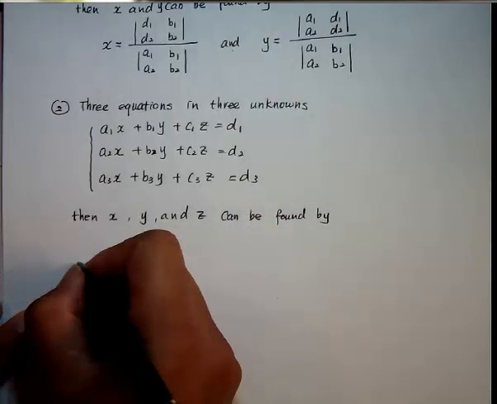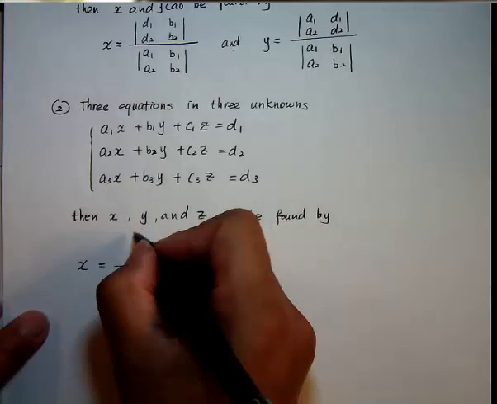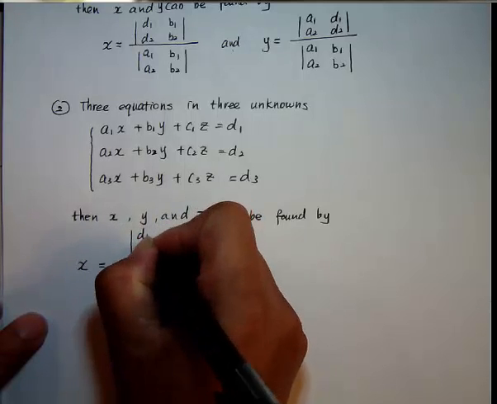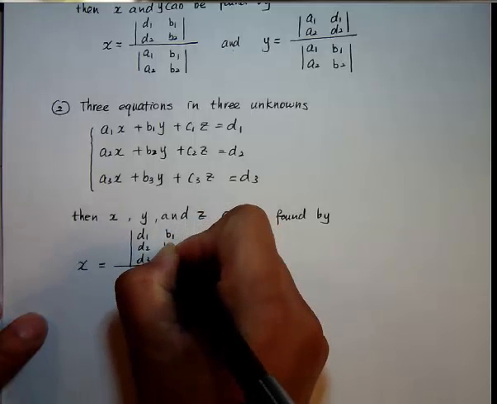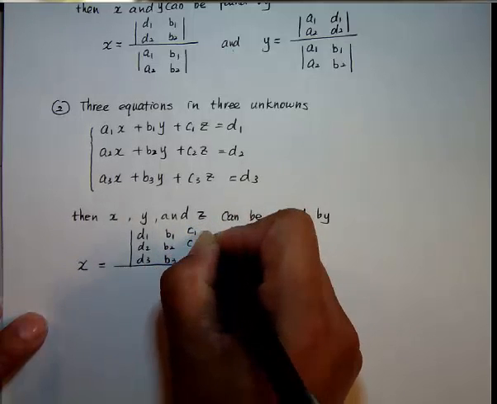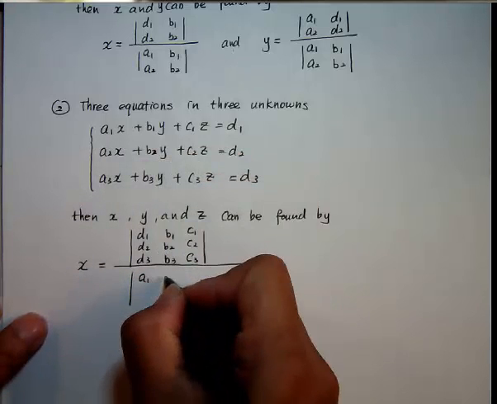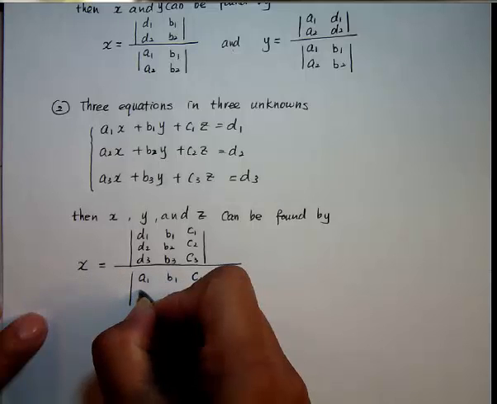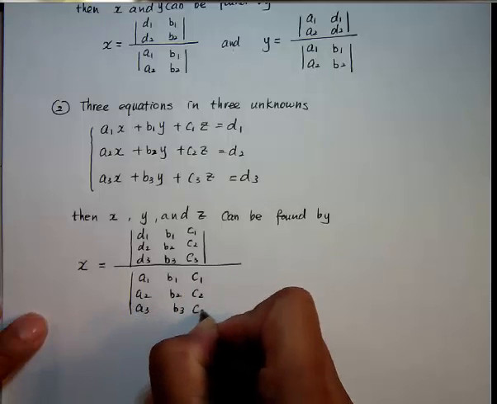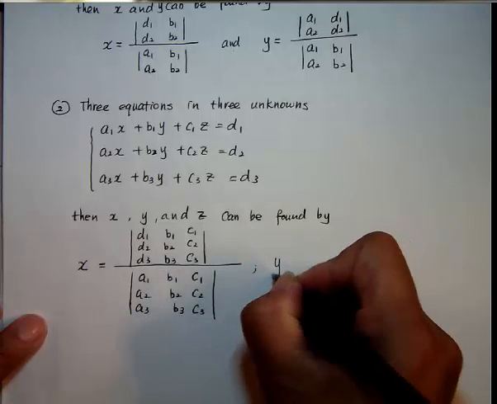By showing the determinants. So for x, similarly, now you have 3 equations, so you have 3 rows. You have d1, d2, d3, b1, b2, b3, c1, c2, c3. And the coefficient determinant is a1, b1, c1, a2, b2, c2, a3, b3, c3. That's the x.